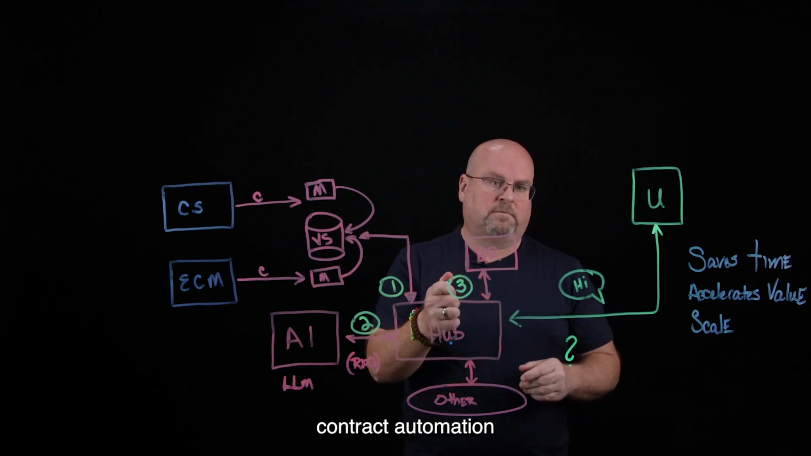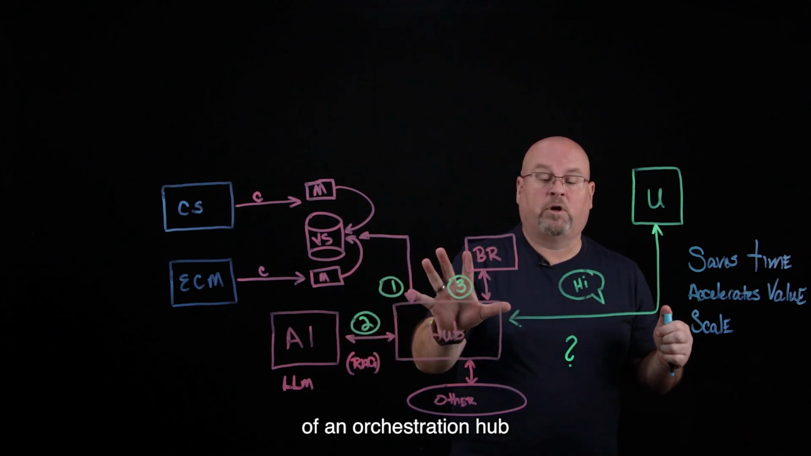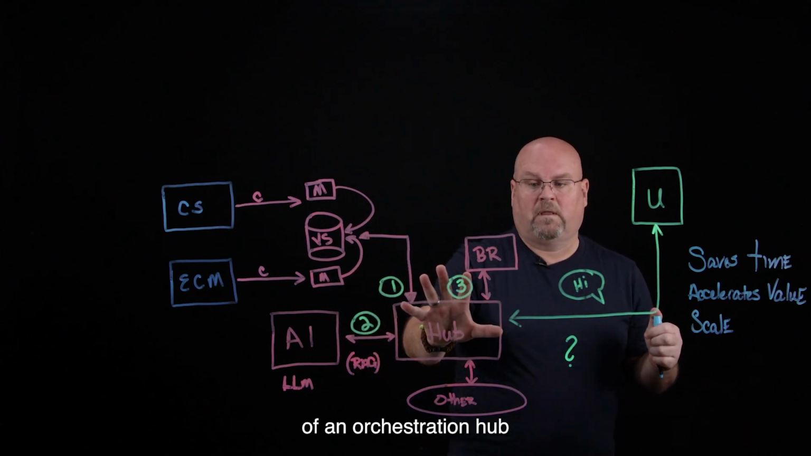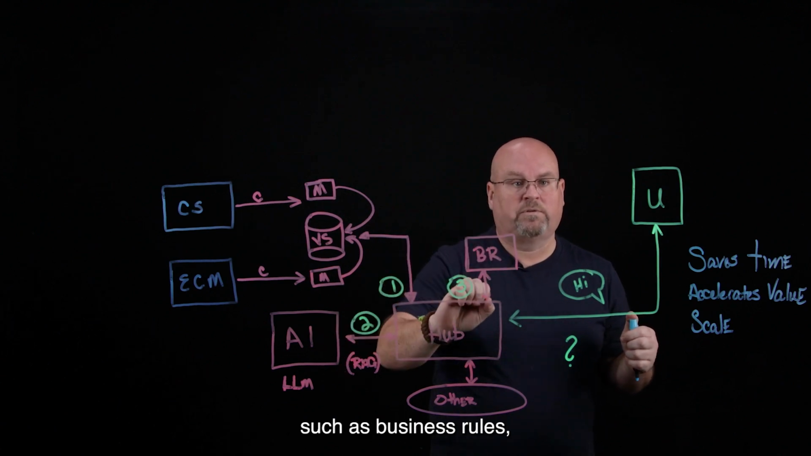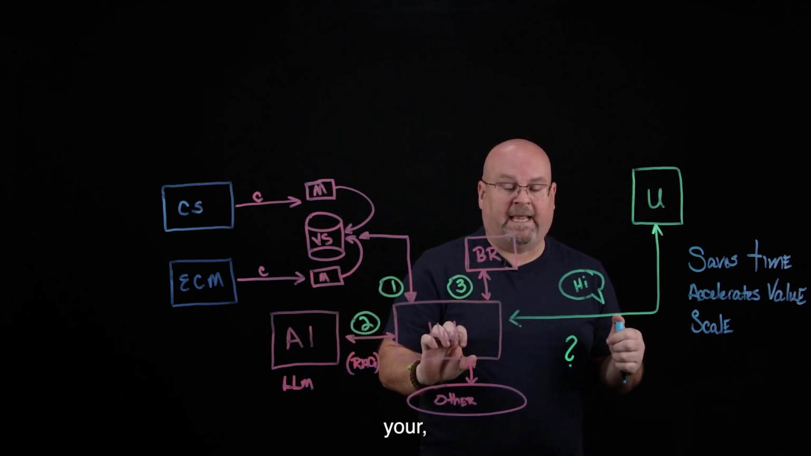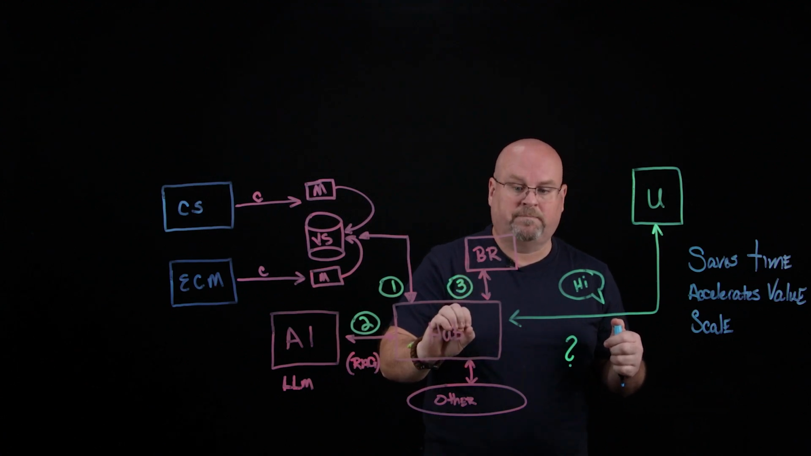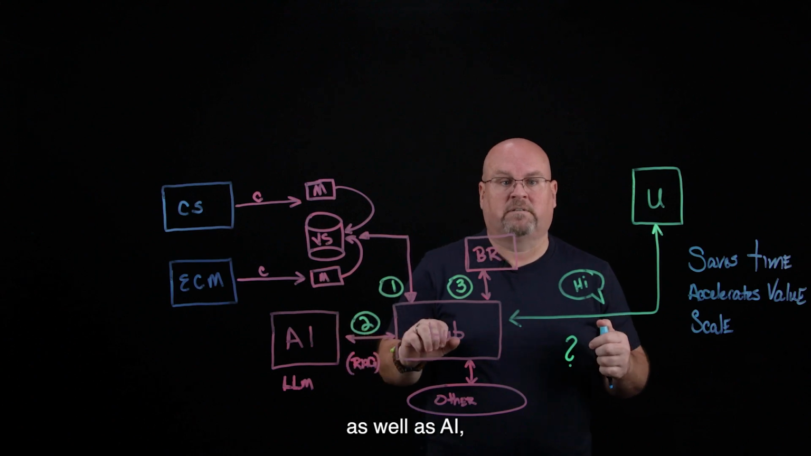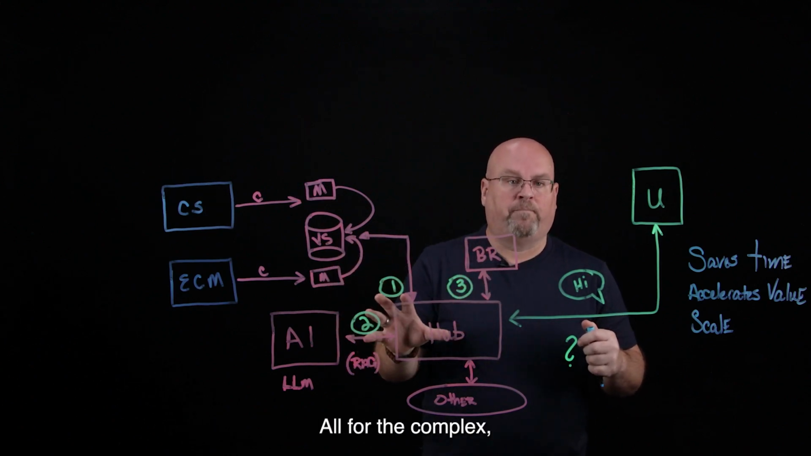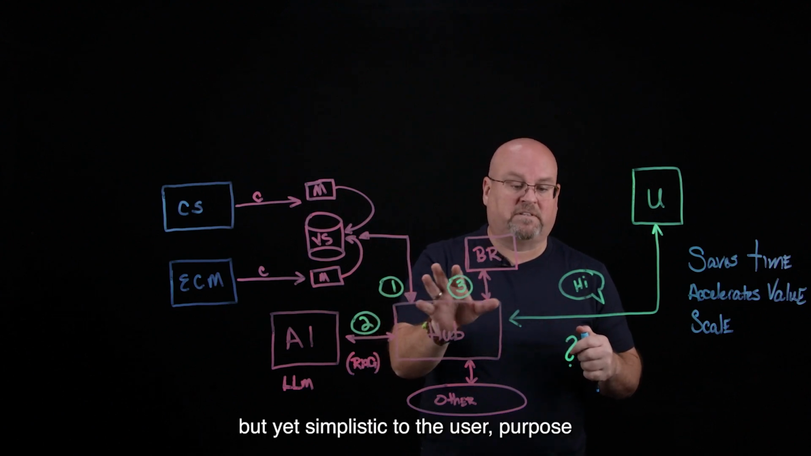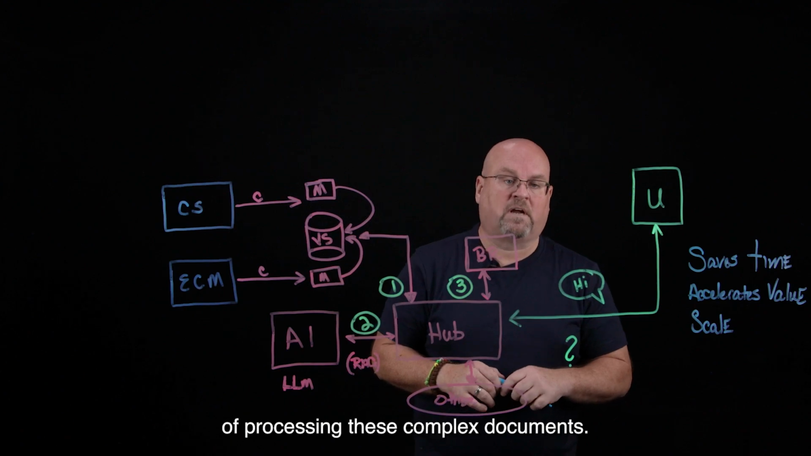So, in summary, contract automation is the addition of an orchestration hub that leverages key systems such as business rules, your existing investments like your ERP and CRM system, as well as AI, both traditional and generative, all for the complex but yet simplistic to the user purpose of processing these complex documents.